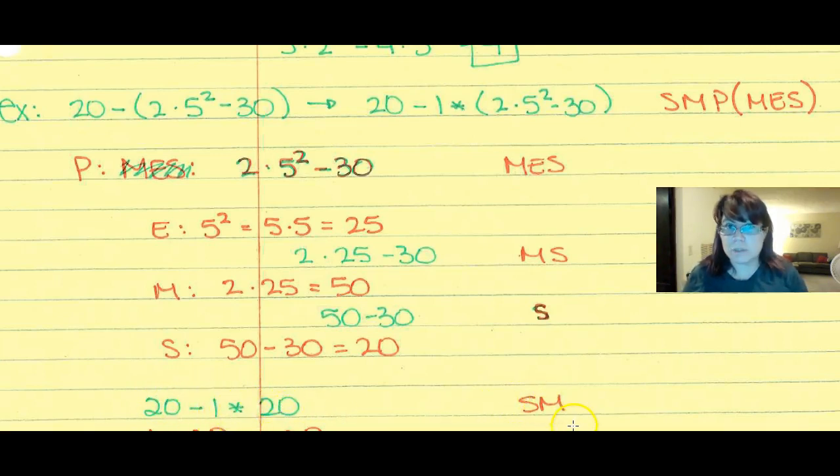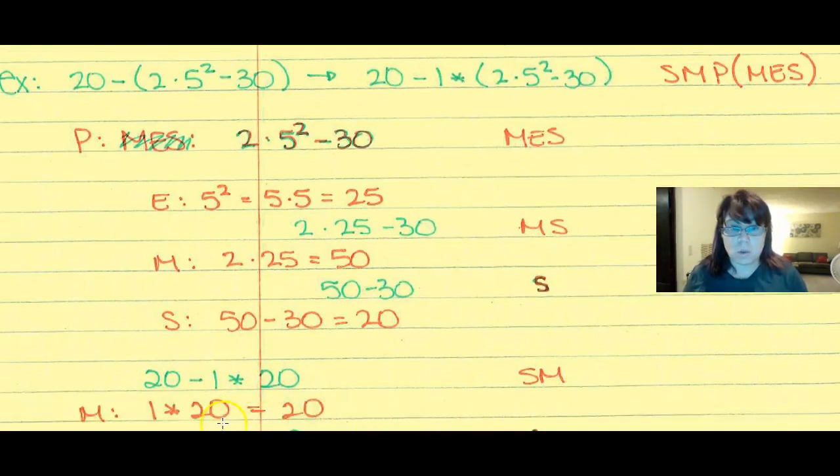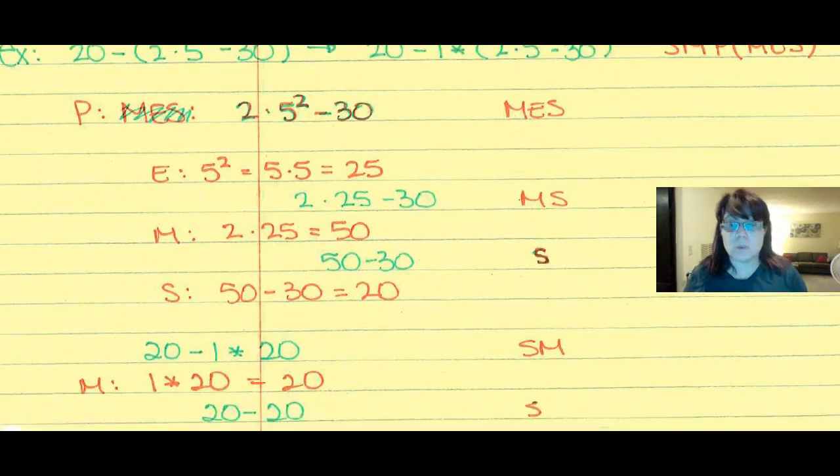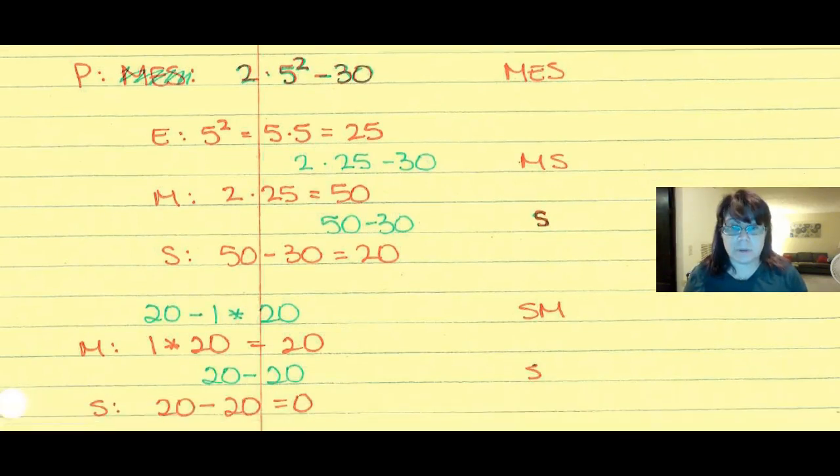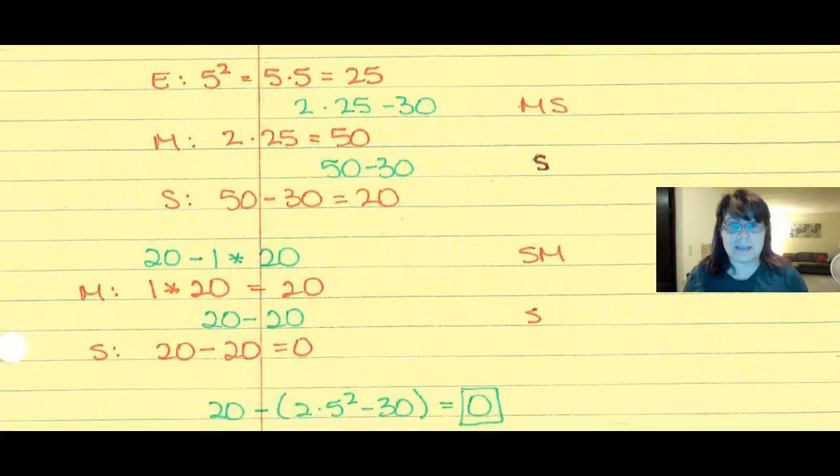Between subtraction and multiplication, multiplication comes next. 1 times 20 is 20. So I'm left with 20 minus 20, subtraction left, and 20 minus 20 is 0. So 20 minus the quantity 2 times 5 squared minus 30 is 0.